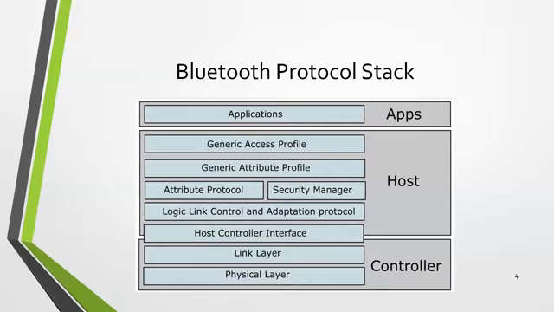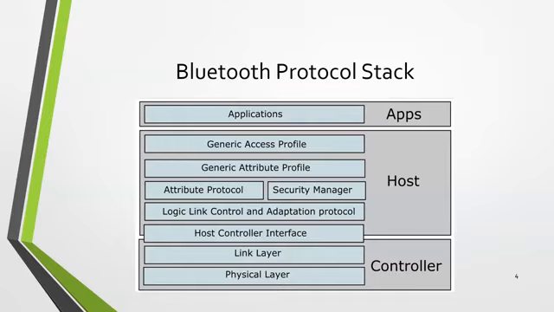And within these components, there are different protocols. Within the controller, there's the physical layer, which is responsible for actual transmission over air. The link layer is responsible for advertising, scanning, and creating and maintaining connections. And then within the host layer, there's L2CAP, which is Logical Link Control and Adaptation Protocol. It provides data encapsulation and ensures data integrity.